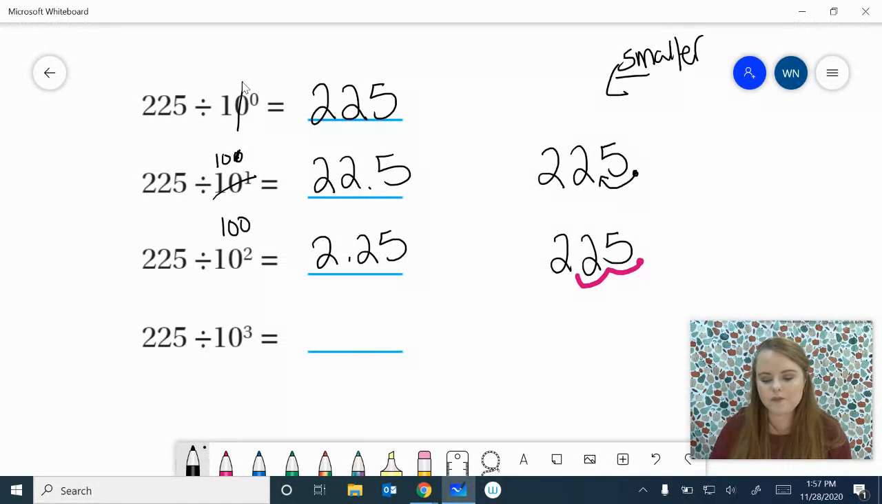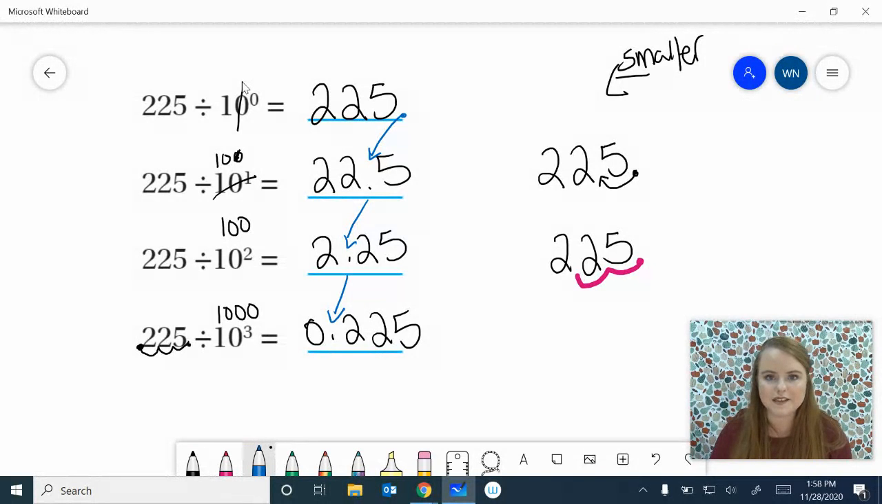Let's go ahead and do the last one. 225 divided by 10 to the third, which equals 1,000. We're going to put our decimal point at the end. We're going to swoop in 1, 2, 3 times. 0 and 225 thousandths. I hope you can see that pattern here. We should be able to see the decimal moves up one place, moves up one place, moves up one place. That means our number, if we notice, we're going from 225 to 22 and 5/10 to 2 and 25/100 to 225 thousandths. As you can see, we're getting 10 times smaller every time.